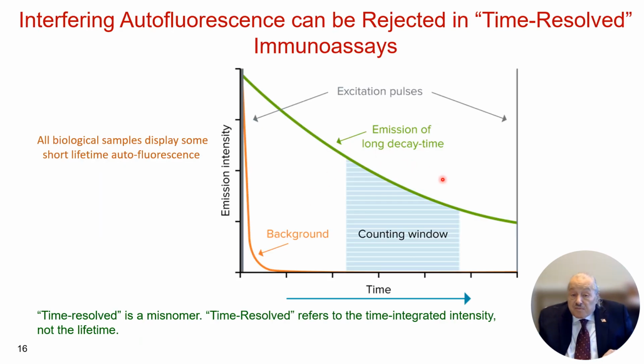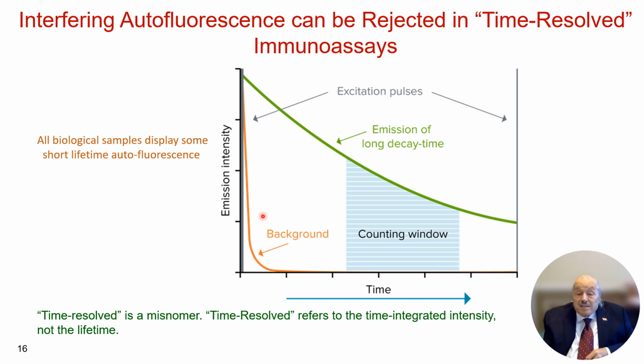Where are these very long lifetime probes used? Where they're used a lot is in so-called time-resolved immunoassays. Now, the term time-resolved immunoassays is really a misnomer because they're not time-resolved in the way we've described for measuring lifetime measurements. They're time-resolved in that they just integrate the emission for a period of time and call that total area or total integrated intensity their measurement.